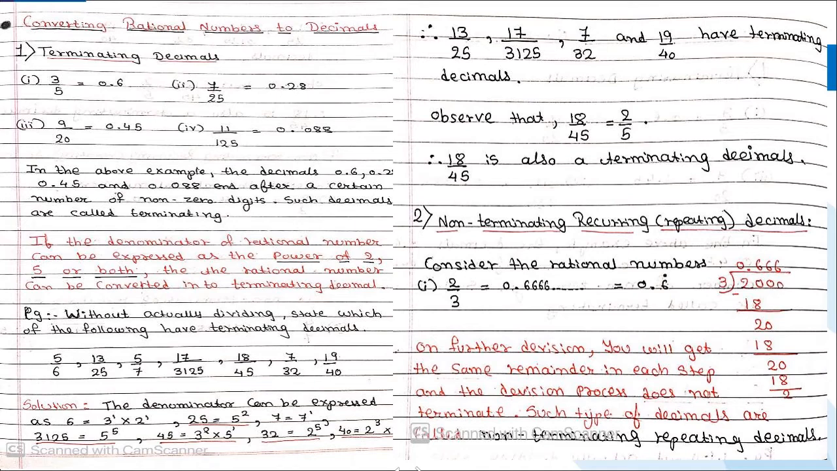Correct? Now, without doing the actual division also, you can decide whether the fraction will have a terminating decimal or not. How, students? This is very important, something new you are learning here. I've written this in red. If the denominator of a rational number can be expressed as the power of 2, 5 or both. I repeat, either 2 alone or 5 alone or both. Then the rational number can be converted into a terminating decimal.